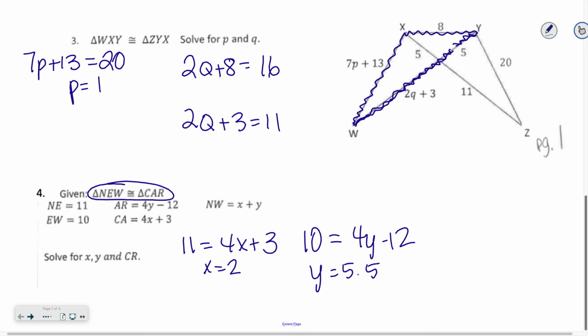But I want to know what CR equals. And CR is equal to what? Both of those. You just add them together. Yes, because CR is congruent to what piece over here? NW. NW, and it's X plus Y. So CR is 7.5.